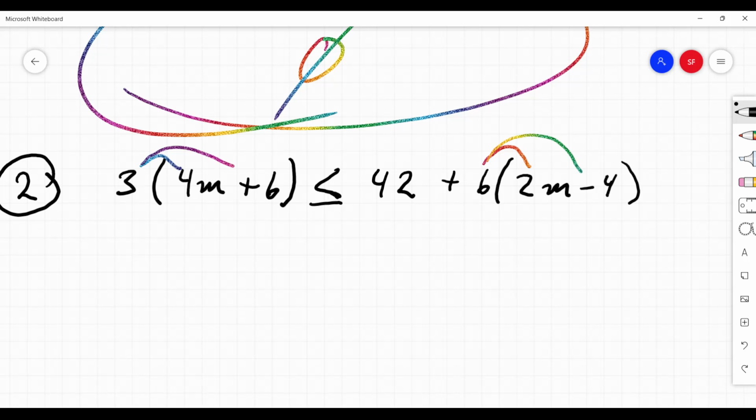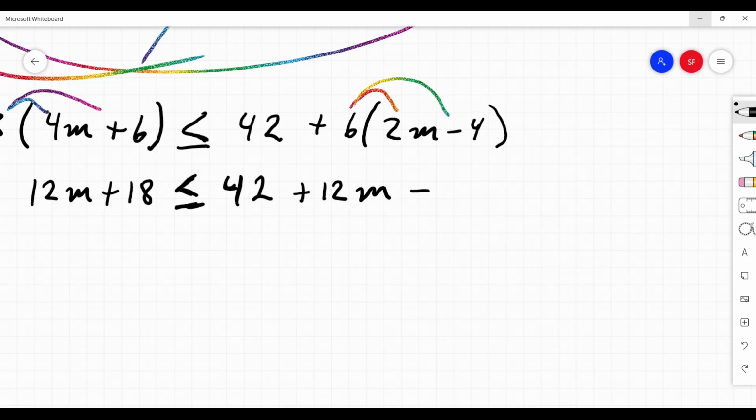3 times 4m is 12m. 3 times 6 is 18. You say 8? She said 9 because she was doing it quickly in her head and made a mistake. She would have caught it herself. In fact, she did. 6 times 2m is 12m. What's 6 times -4? -24.